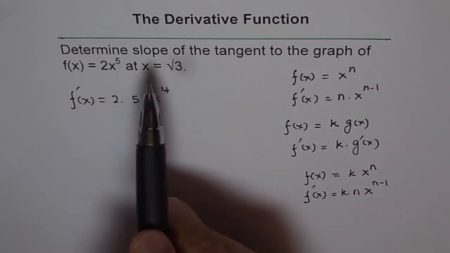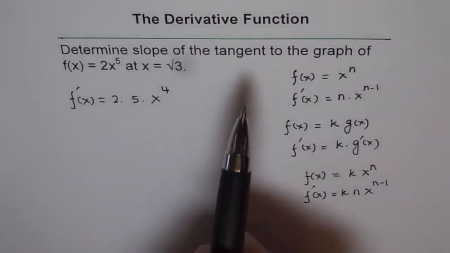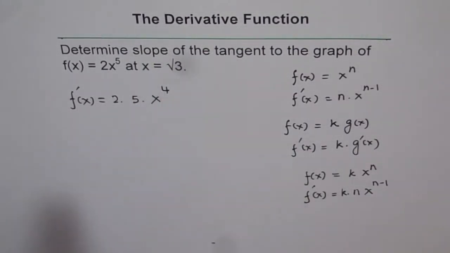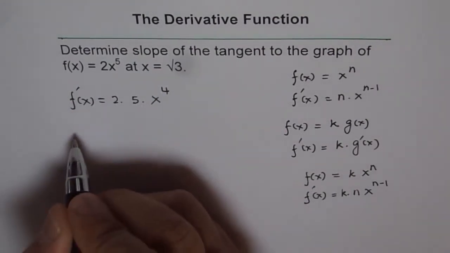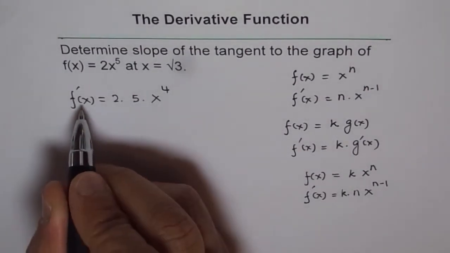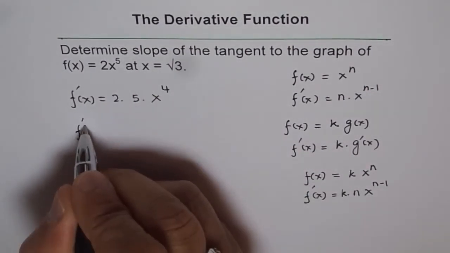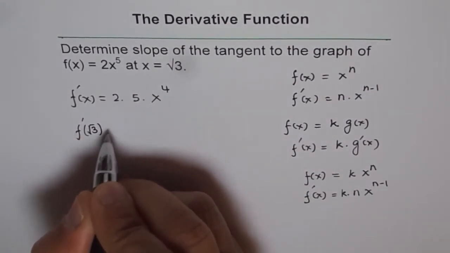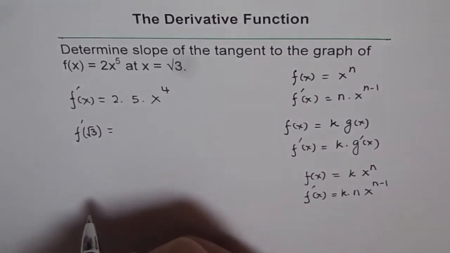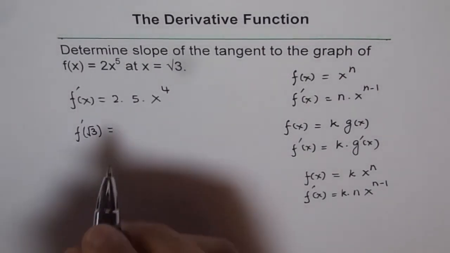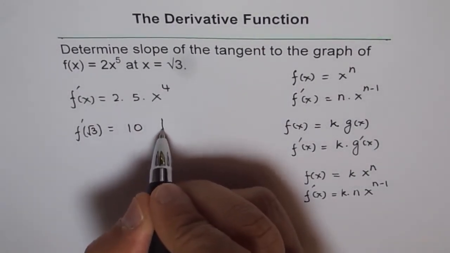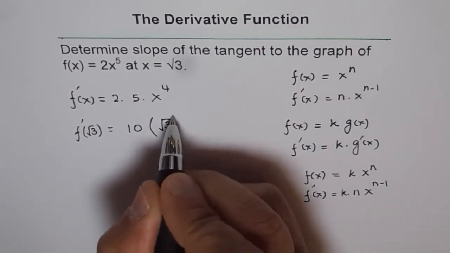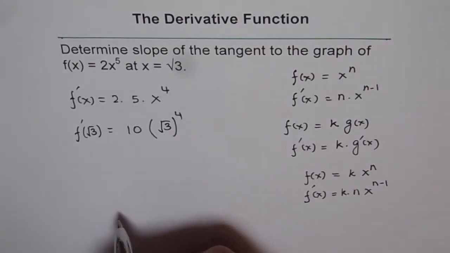We need to find the slope at x equals square root of 3. So the slope of the tangent would be the derivative of this function at x equals square root 3. So we can write square root 3 here, and substitute this x with square root 3. 2 times 5 is 10, to get 10. And then we have square root of 3 to the power of 4, correct?